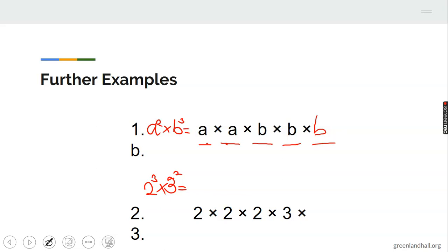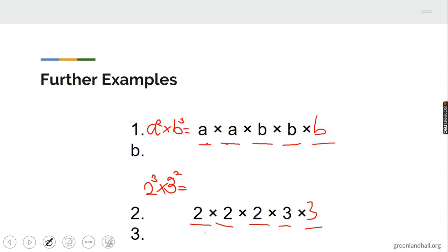Look at this second example. 2 raised to power 3 times 3 raised to power 2. The 2 is raised to power 3. That is, we multiply 2 3 times. That's 2 times 2 times 2. And then the 3 is raised to power 2. That's 3 2 times. Times 3 times 3. It's as simple as that.